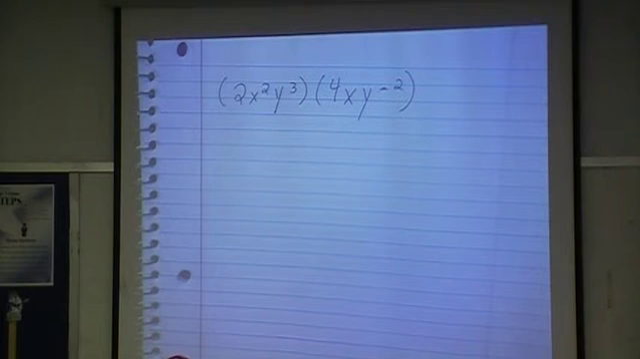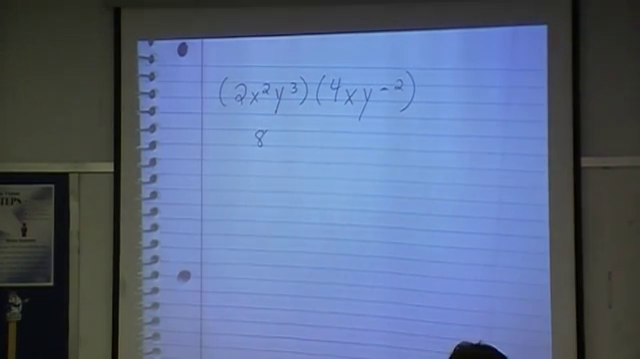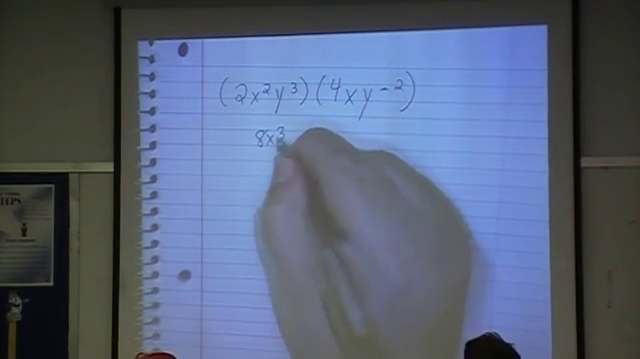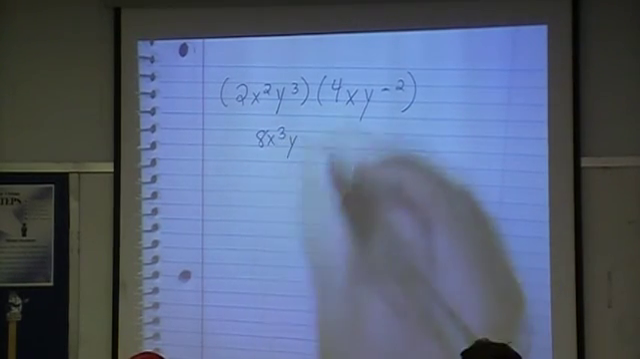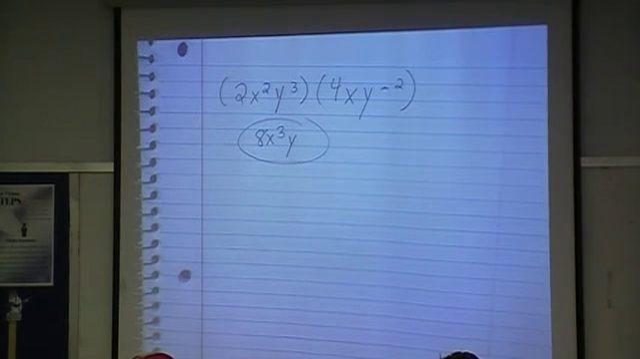Now, let's get to this one. Follow your rules. Multiply your whole numbers. 2 times 4 is. Add your exponents. How many x's do you have up there? 3. Very good. How many y's do you have up there? 1. Just a y.